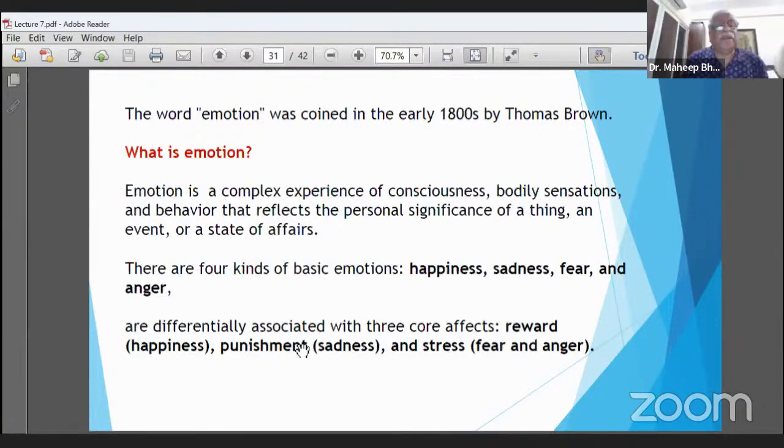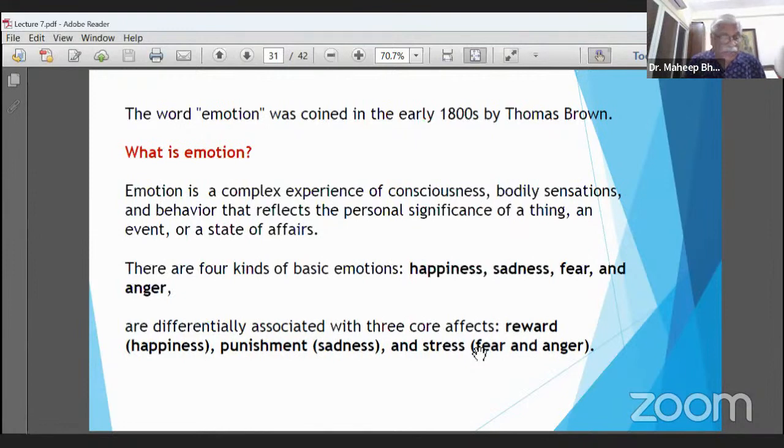As I said here, a typical definition for emotion is a complex experience of consciousness, bodily sensations, and behavior that reflects the personal significance of a thing, an event, or a state of affairs. In a very simple way, we can explain that it is a strong feeling such as love, anger, fear, etc. This is the simplest definition for an emotion.